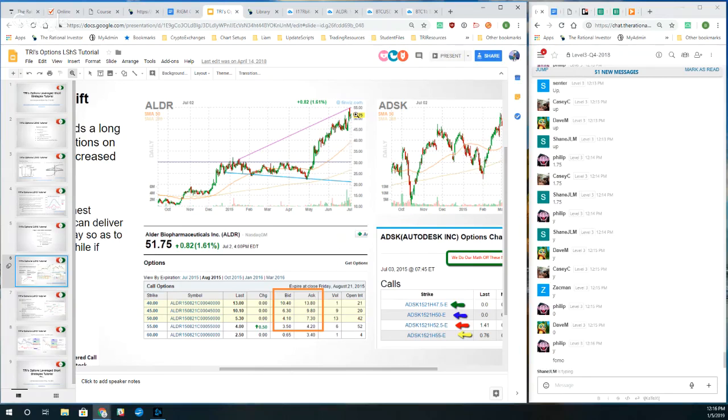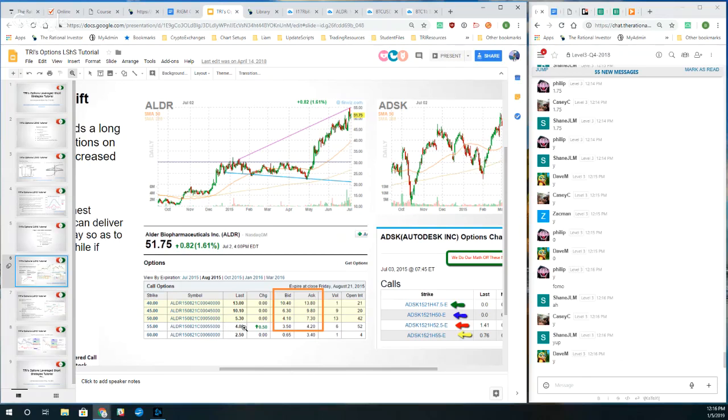Now, the key here is if I own the stock. Try and see if you can wrap your head around this because it's really important. If I own this stock and I wrote the $55 call option and I collected that $4, what is my break-even price on the trade?